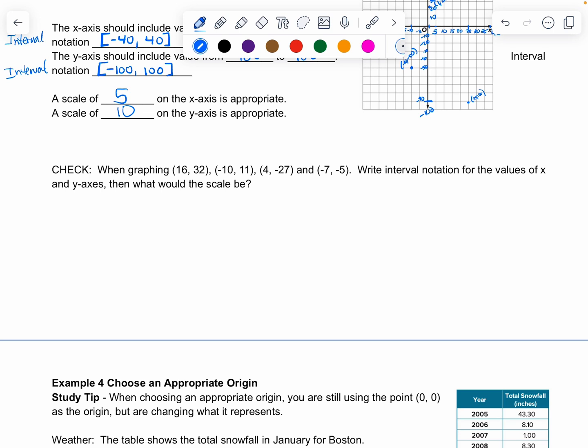Okay. So if I look at my x's, x, x, x, x. So I have negative 10 is going to be my lowest. No. Yeah. Negative 10 is my lowest and 16 is my highest. For y, my lowest is negative 27 and my highest is 32. And we were supposed to write this in interval notation.